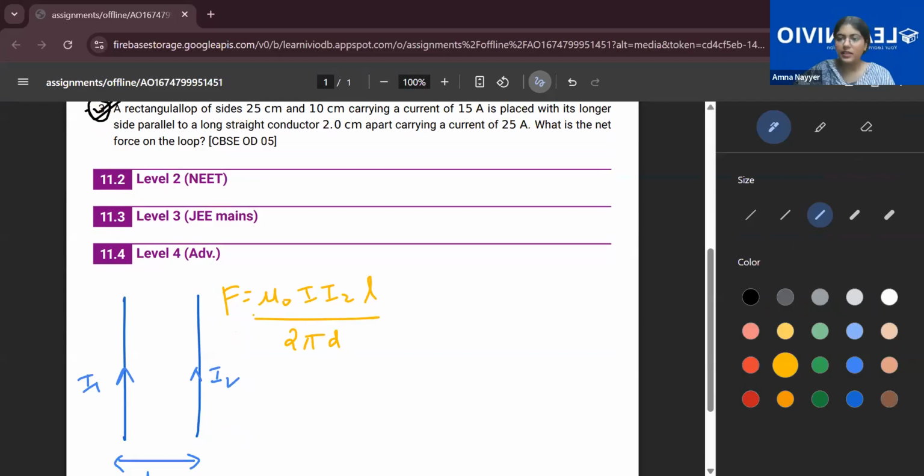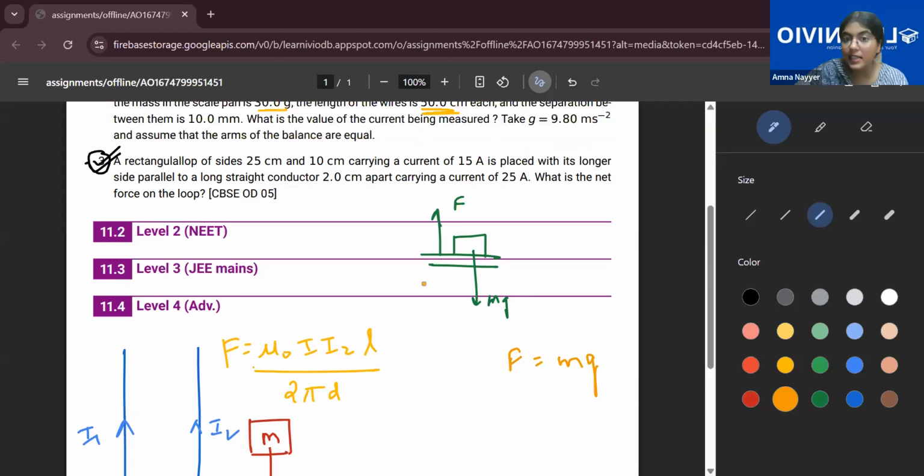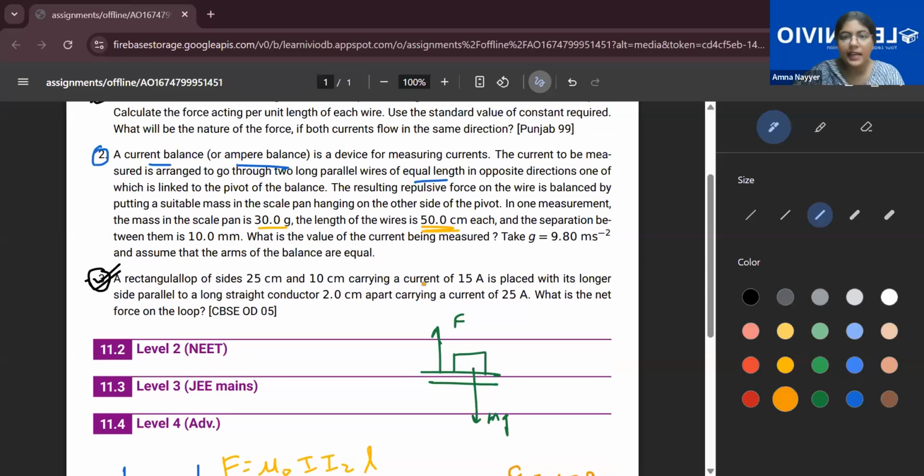Now, to balance this force, there is a mass put. When we are talking about this mass downwards, there will be a gravitational force mg. And above this mass, the system is like this. The wires are present, and on the top of it, this is it. So the wires have the force like this. This has mg. So basically, your second force will be m into g. So you can just equate both these forces, because they are balancing, and that is what the question clearly said. We didn't assume, right? It said the resulting repulsive force on the wire is balanced by the mass in the scale pan.